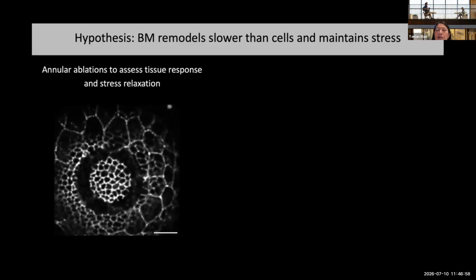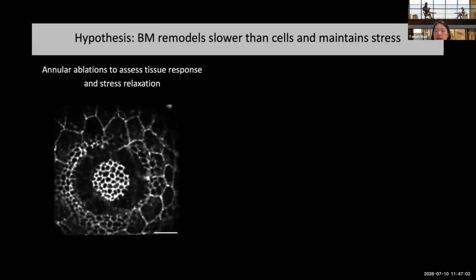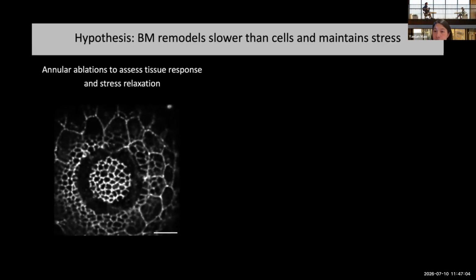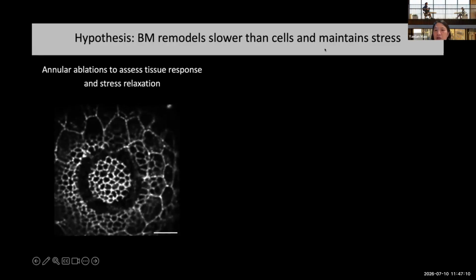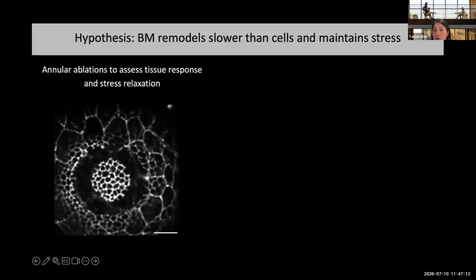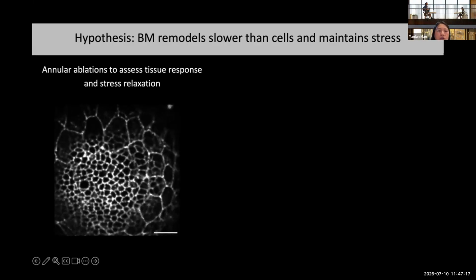Is it because there is the existence of a basement membrane, which we hypothesize relaxes and remodels much slower than just cells and the cytoskeleton? And as a result, this is what maintains the memory, or maintains the stress in the system, which is what allows the mechanical memory to persist. Okay, so hopefully that's clear.